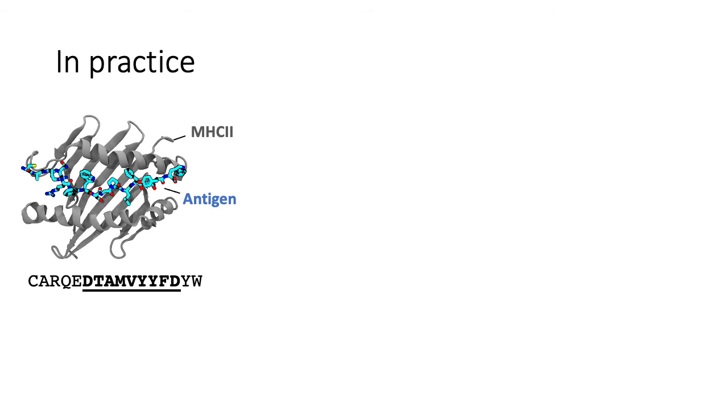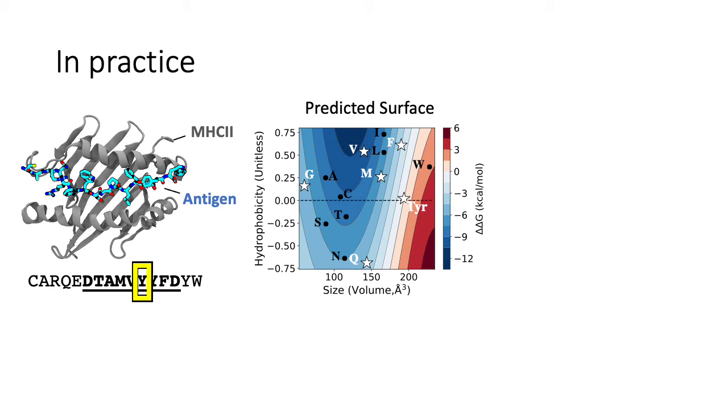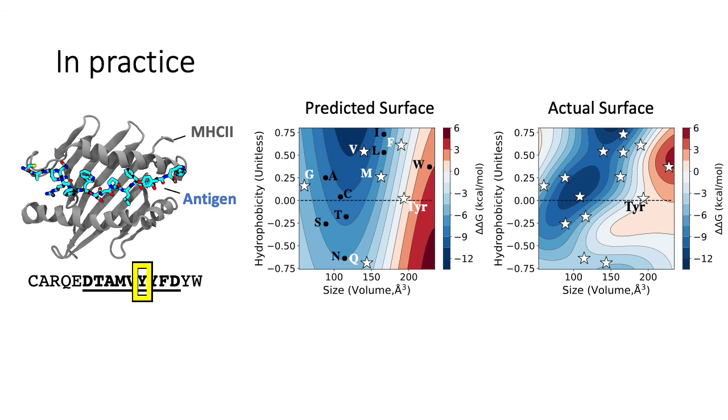So in practice, this is how the Gaussian process regression method works. We have the MHC2 antigen system. We want to predict the binding affinities for this particular site. What we first do is we determine the binding affinities for a small residue subset. Here I'm showing the stars are the determined binding affinities, and then we predict the remaining residues as shown in black dots. Whenever we compare the actual surface to the predicted surface, we see that they are roughly similar, and that the predicted values from Gaussian process regression roughly agree with the actual determined binding affinities.